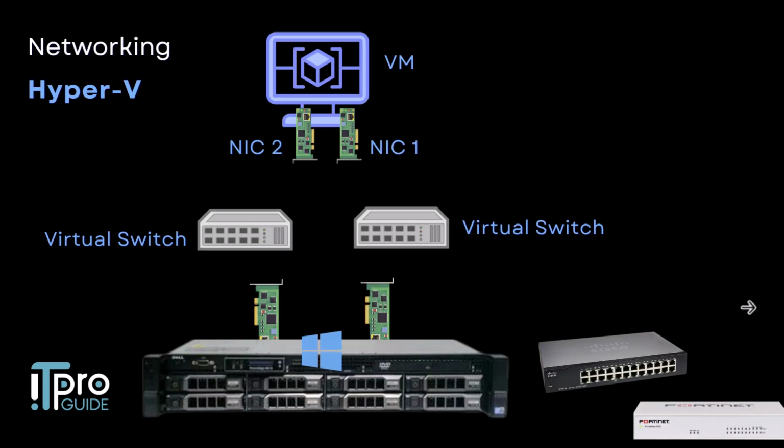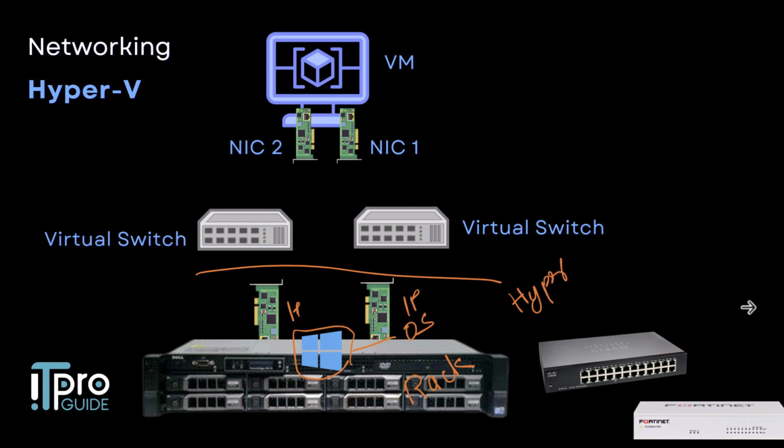If you dive deep into the steps, you will know that you start with the physical server. First, you rack this server to the data center. Then you install the operating system. Then you configure IP addresses here. Then you prepare the Hyper-V. Also, you connect this to the switch and also then to the firewall. These are the physical connections.